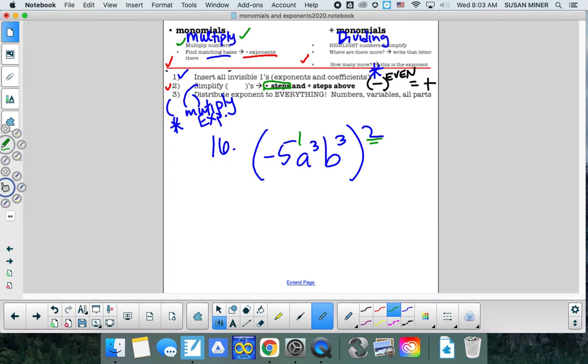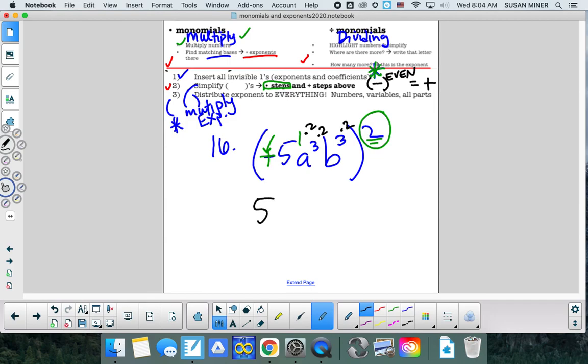And then what I like to do is come over here and check if there's any negatives inside parentheses. And look, here it is. How many negatives am I going to have? I'm going to have 2. And so this one is going to cancel out and turn positive. So I kind of do that first so that I've already taken care of my negative and I don't have to worry about it. Then I go ahead and distribute my 2 to all of the exponents on the inside.